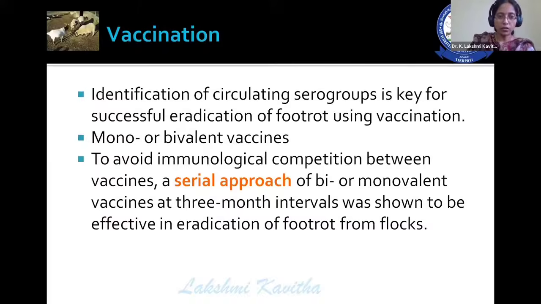Then vaccination. We are at the development of vaccine for foot rot, monovalent or bivalent vaccines, to avoid immunological competition between the vaccines. A serial approach of vaccine is required. Bivalent and monovalent vaccines at 3 months interval were shown to be effective.